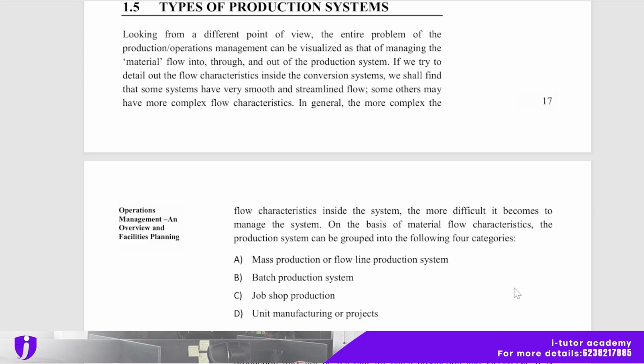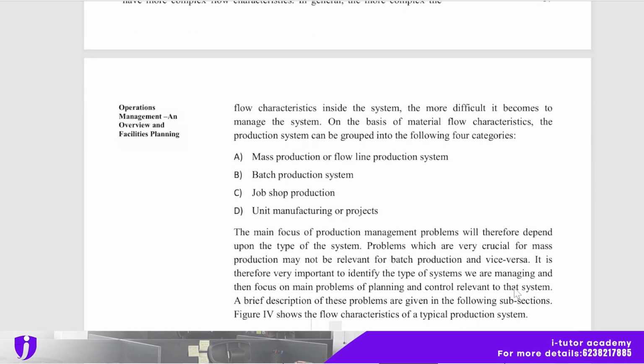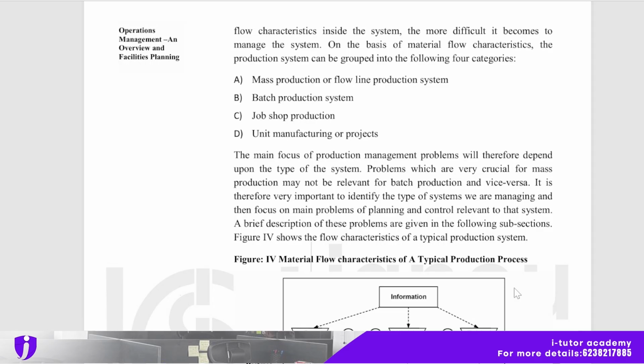Looking from a different point of view, the entire problem of production or operation management can be visualized as that of managing the material flow into, through, and out of the production system. If we try to detail out the flow characteristics inside the conversion system, we shall find that some systems have very smooth and streamlined flow. Some others may have more complex flow characteristics. In general, the more complex the flow characteristics inside the system, the more difficult it becomes to manage the system.